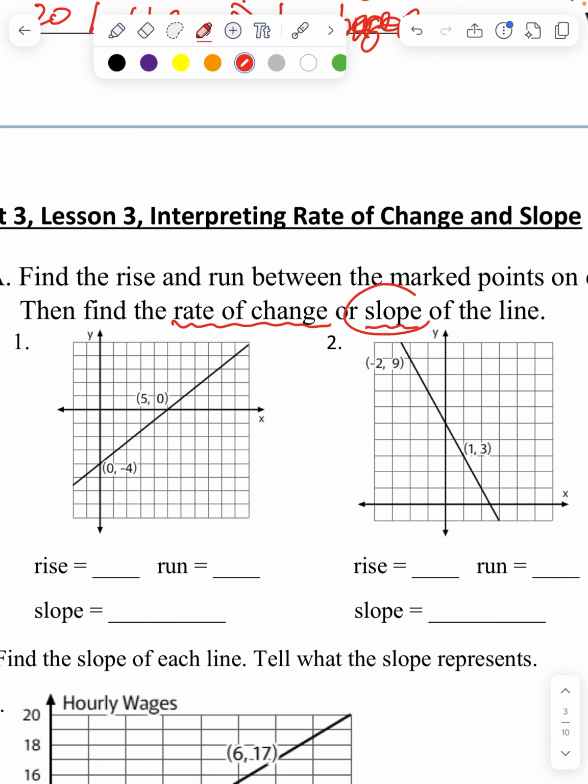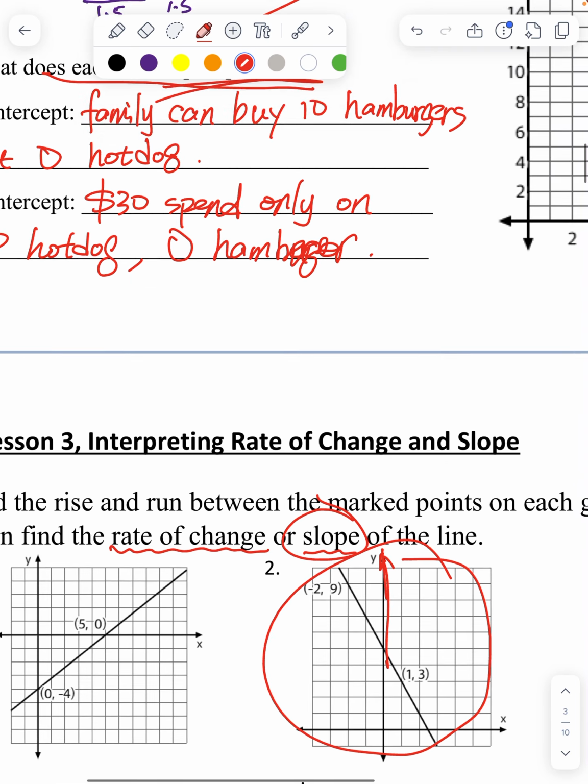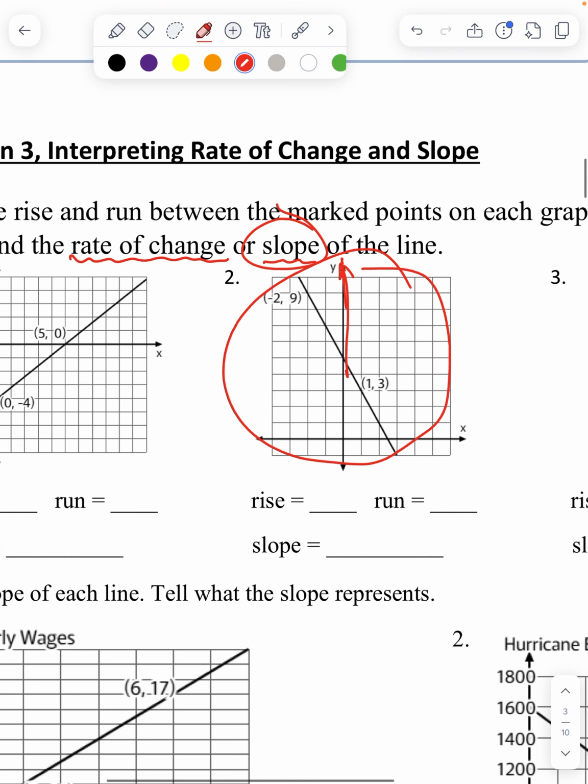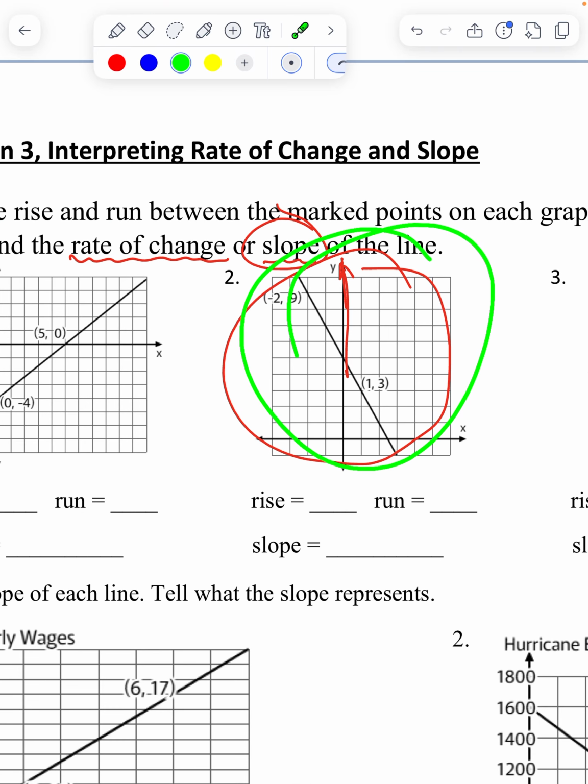On a graph with only pure numbers, look at the graph here, there's no real life meaning. Unlike the graph before, where the y-axis represented hot dogs, here it's pure math. We don't know what y represents. So we call it the slope of the line, how steep the line is.